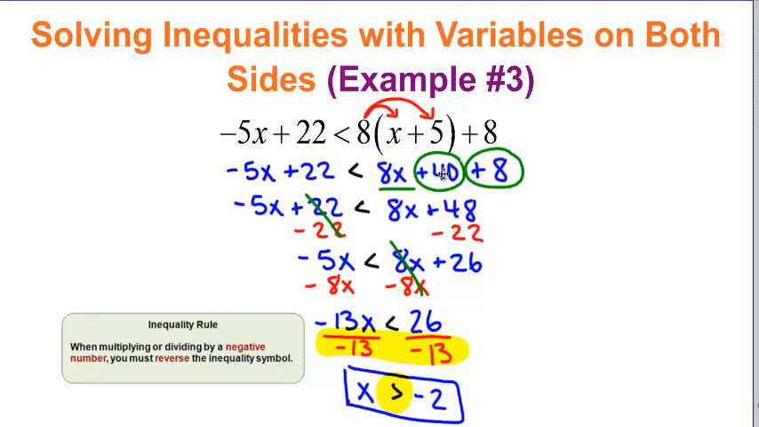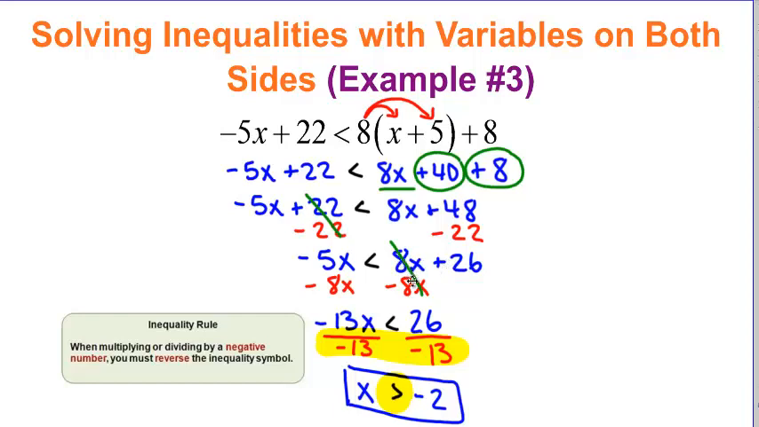Now we can look to combine our like terms. On the left-hand side, there's nothing to combine. Negative 5x and 22 are not like terms. On the right-hand side, we can combine the 40 with the 8 to make 48. So our inequality that we're solving is negative 5x plus 22 is less than 8x plus 48. Our first step is we're going to subtract the 22 from both sides, and on the right-hand side, we get 26, so we're left with negative 5x is less than 8x plus 26.